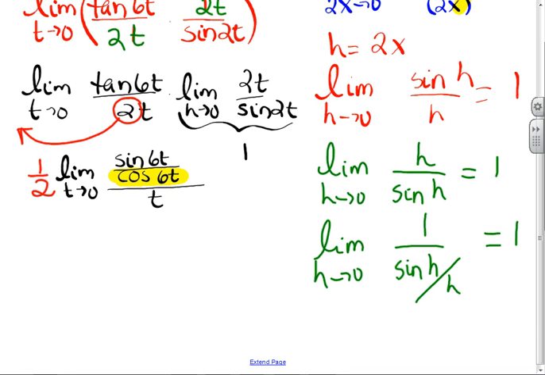Is this 0? Cosine of 6 times 0? No, it's 1. So you can go ahead and evaluate that because it's not 0. The holes occur at 0 over 0, not at the 1. The 1 is not an issue. So let's just evaluate that and get it out of the whole problem. Because that's 1, I'm left with 1/2.